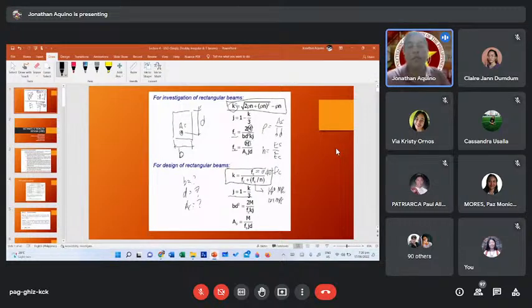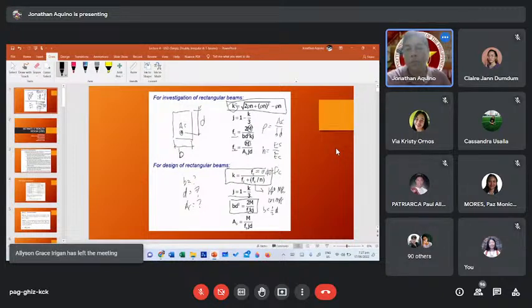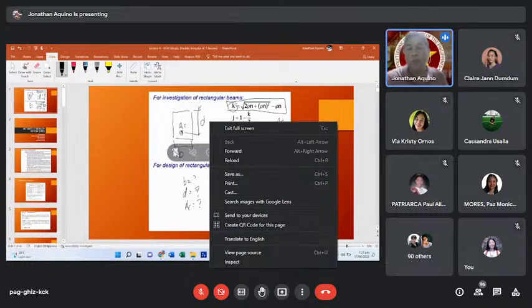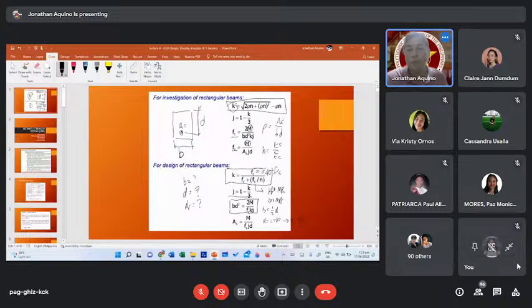Since sa design, ang unang hanapin natin is yung ratio o yung dimension. So in this formula, there are two unknowns, B and D. Kaya gumagawa tayo ng ratio. Let's say, for example, you set up B is equal to 1/2 of D, or D is 1.5 of B. So depending on the design requirement or the architectural purposes, or for optimal, of course, yung D natin ranges from 1.5 to 2.5 of B. So once you solve for BD, next is to solve for AS. So yun lang naman yung basic formula sa working stress design.